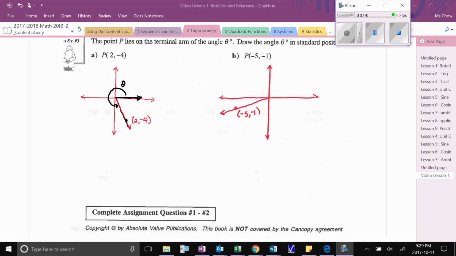Okay, so we've drawn in point P at -5, -1, and so then we know that the initial arm is on our positive x-axis, and it is going around in a counterclockwise direction until we hit our terminal arm, which passes through the point -5, -1. So that is theta. Excellent.